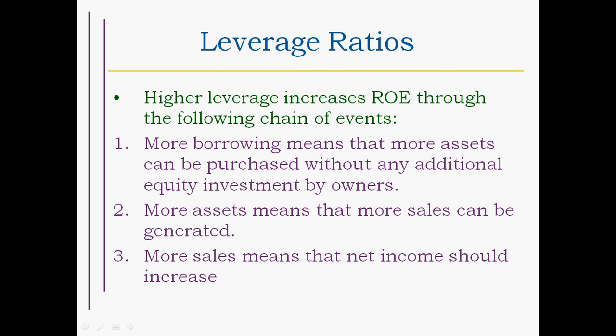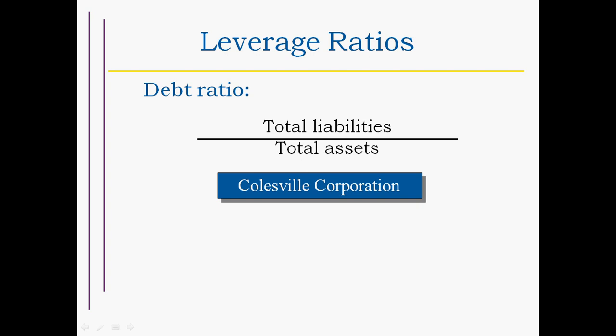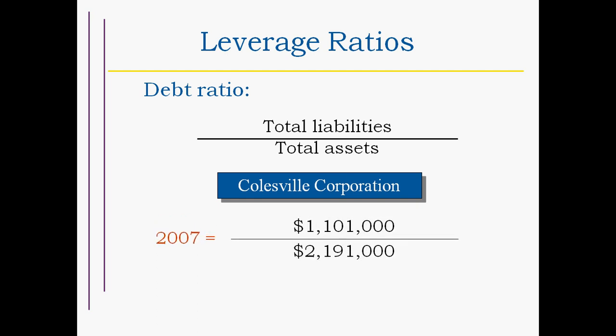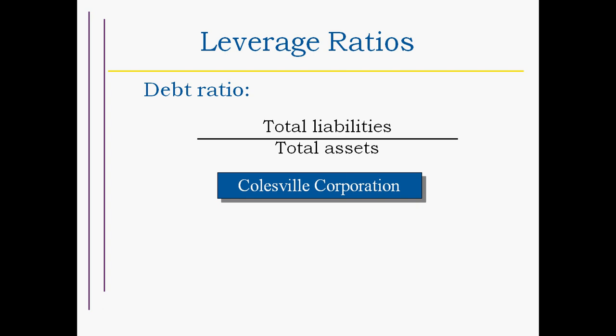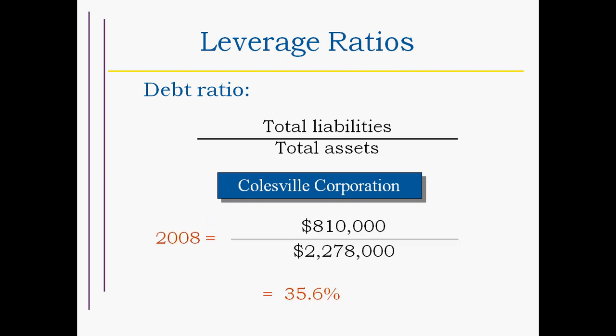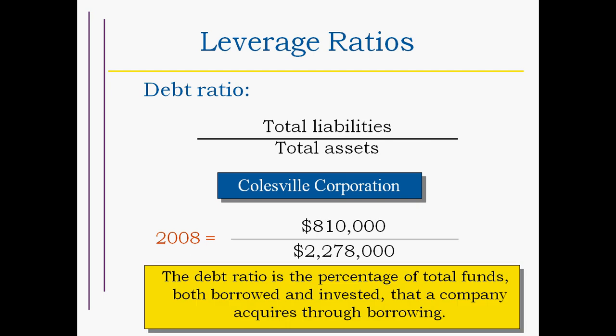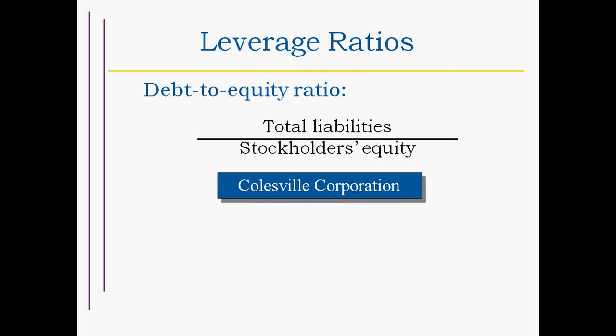Leverage ratios. A higher leverage ratio increases profit by a chain of events, like more borrowings, more assets, more sales. So the leverage ratio basically depends upon total liabilities divided by total assets, which you can see in 2007 is 50.3%, and in 2008 is 35.6%. So this ratio is the percentage of total funds, both borrowed and invested, acquired through borrowing.